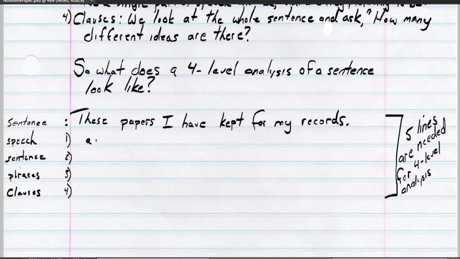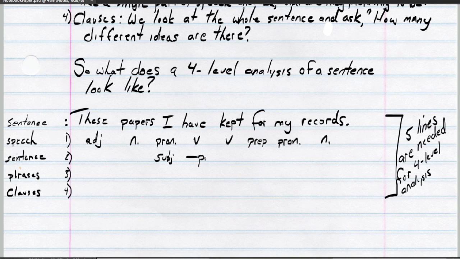These is an adjective. It's modifying the noun, papers. I is a pronoun. Have is a verb. It's actually a helping verb, helping the main verb, kept. For is a preposition. My is a possessive pronoun. Some people might call it an adjective. Records is a noun. I go down to level 2. I'm talking about subject and predicate. The subject of this sentence is I. The predicate is have kept.